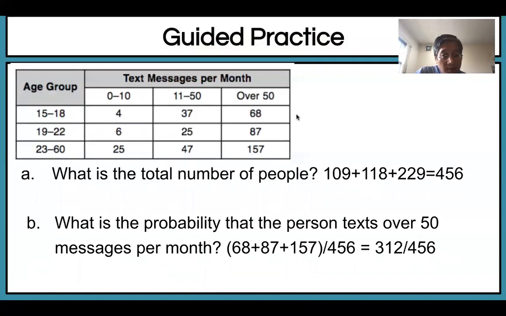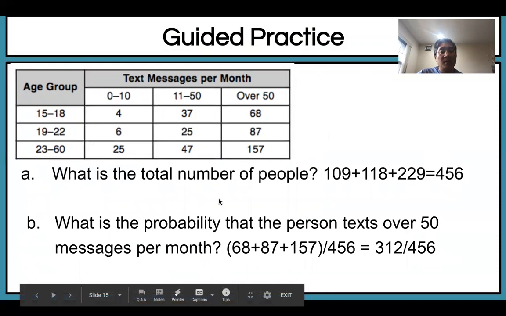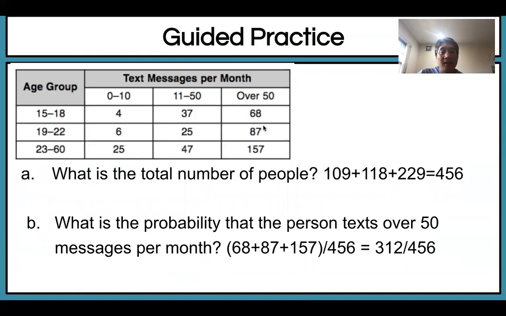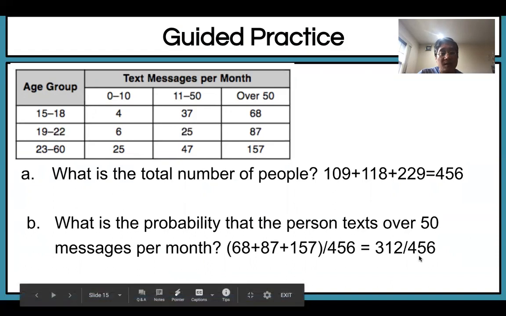So this was 109. The second group is 118. The third group is 229. So altogether 456. I recommend you write down here 109, 118, 229, and then the total, 456. So out of 456, what is the probability that the person texts over 50 messages? Over 50 messages, how many people? Only these 68? No, right? 68, 87, 157. So altogether, 312 people text over 50. So 312 out of 456.